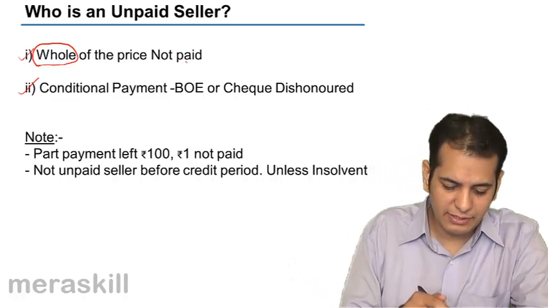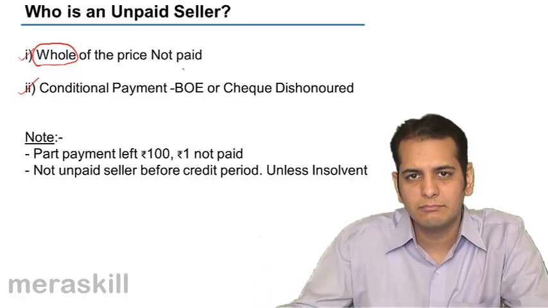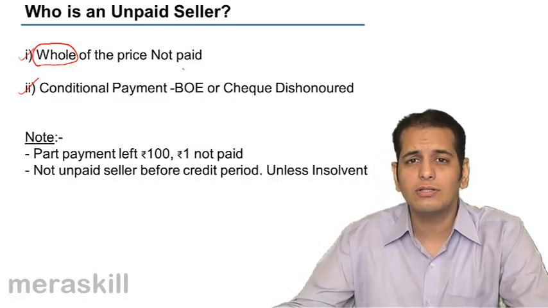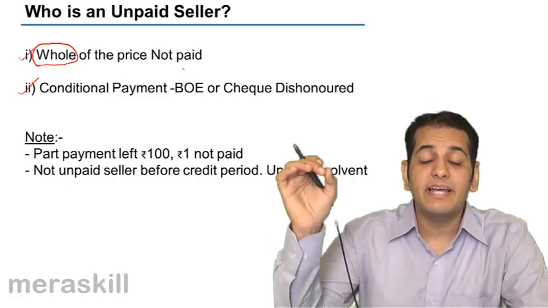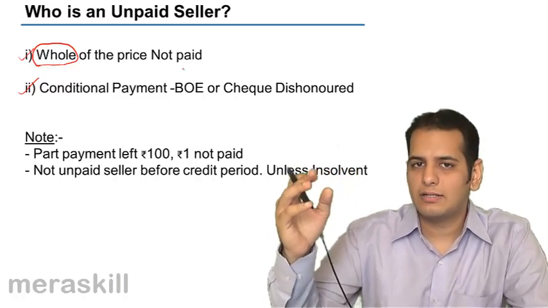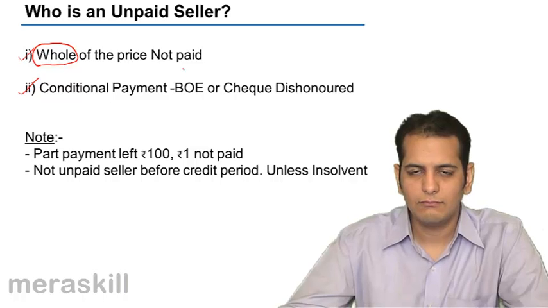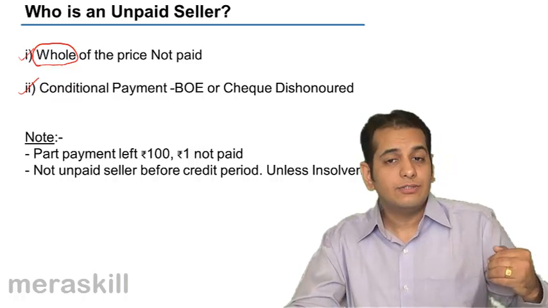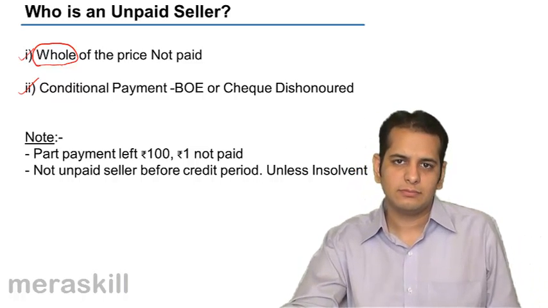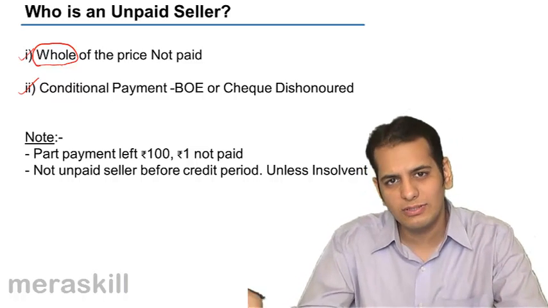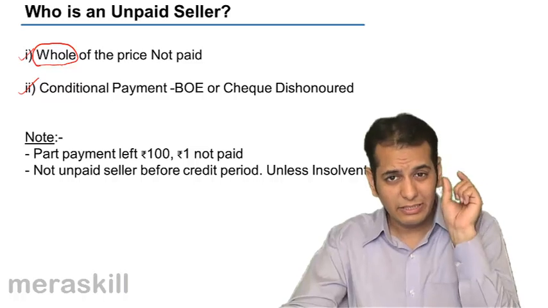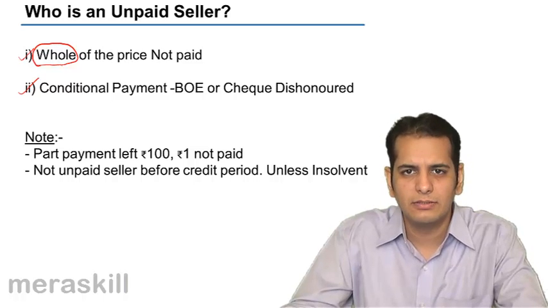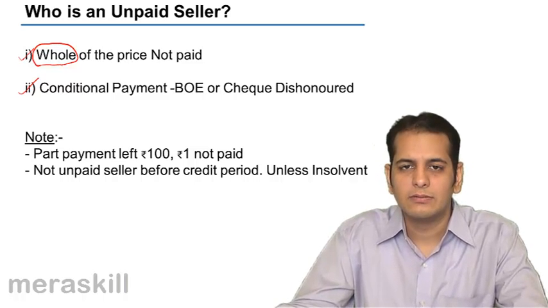Because the definition says whole of the price is not paid, but it's not like whole of the price is not paid to him. We have paid 20,000. So can we call him the unpaid seller? Yes, we can call him an unpaid seller. Why? Because this "whole" does not mean that you have not paid the whole amount. Even if some part of the consideration, some part of the price is not paid, he becomes an unpaid seller.